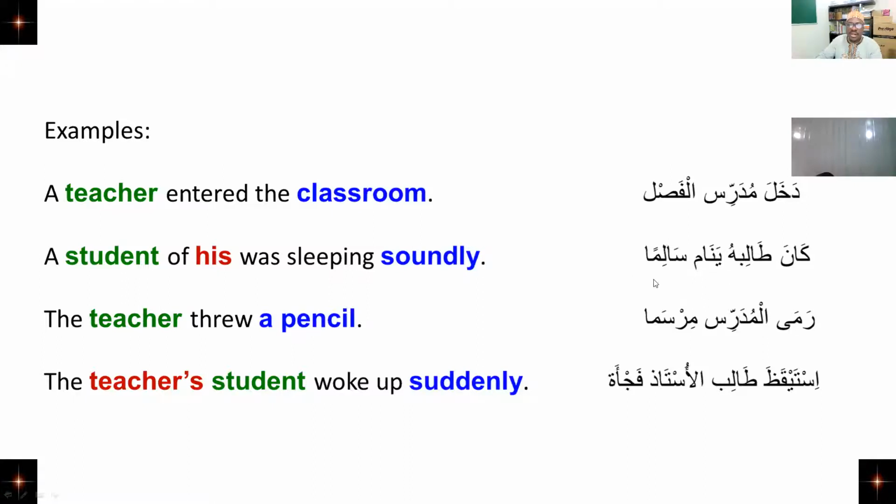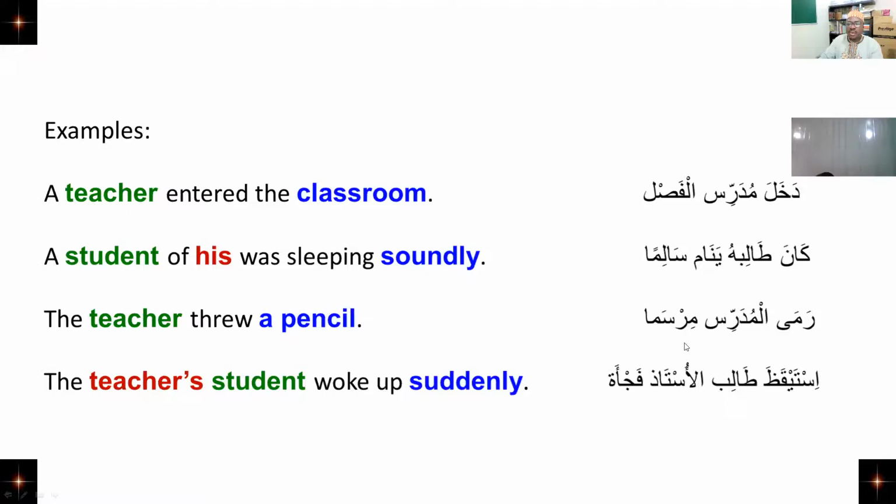And this, the next one highlighted, Saliman, is in nasb status. Why is it in nasb status? You can see the sign of nasb, and also because it is showing how the student was sleeping. So anything that explains the how is always in nasb status.